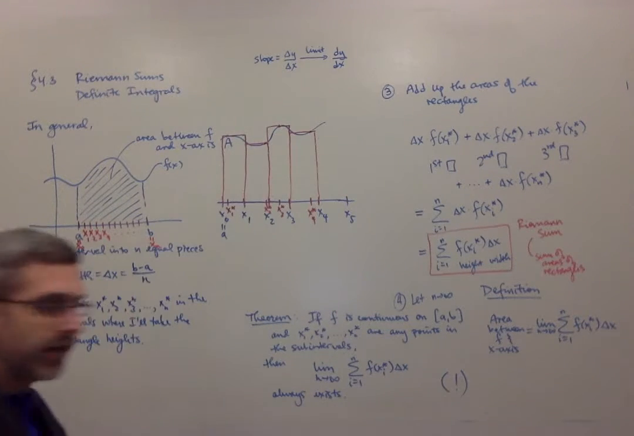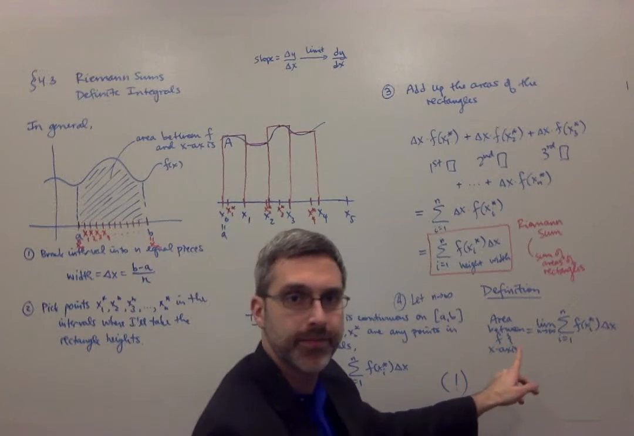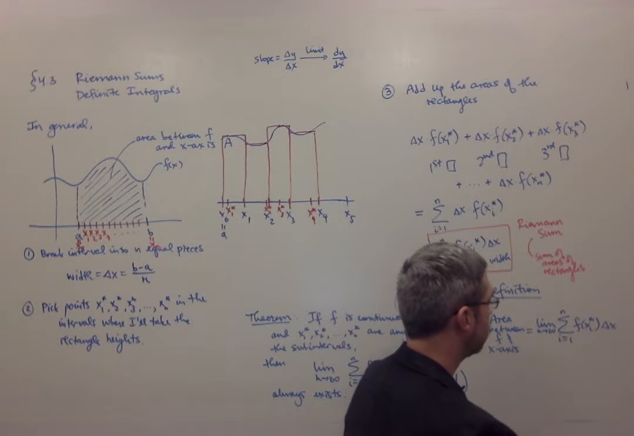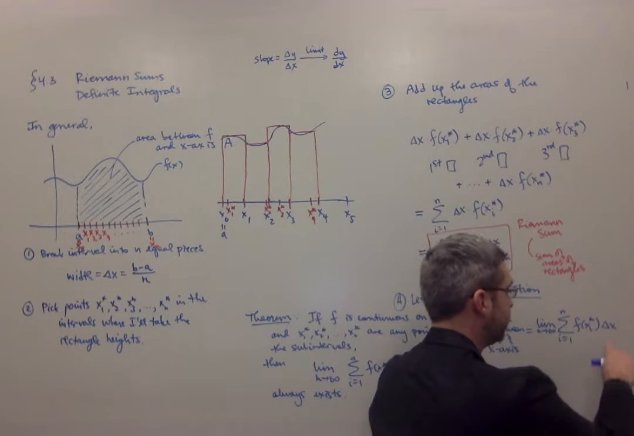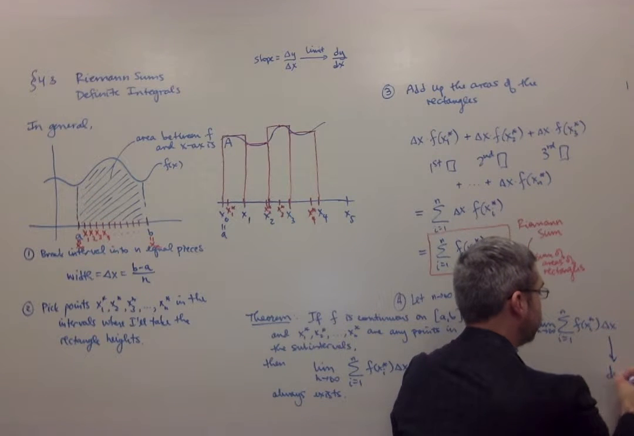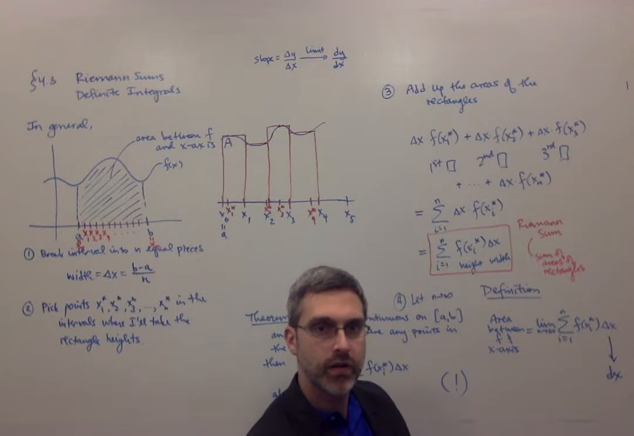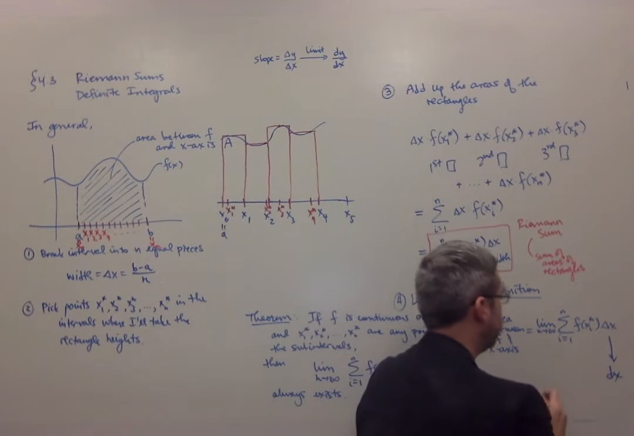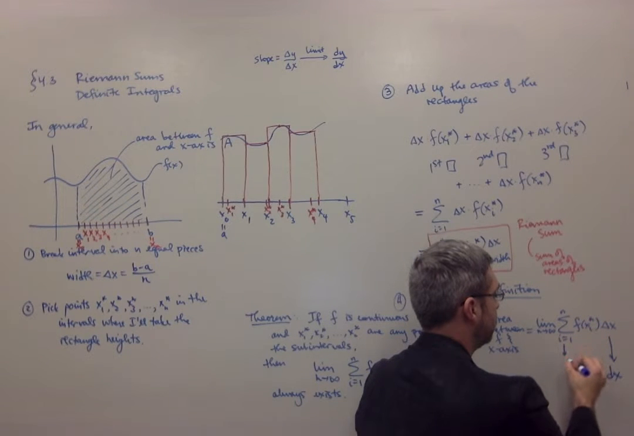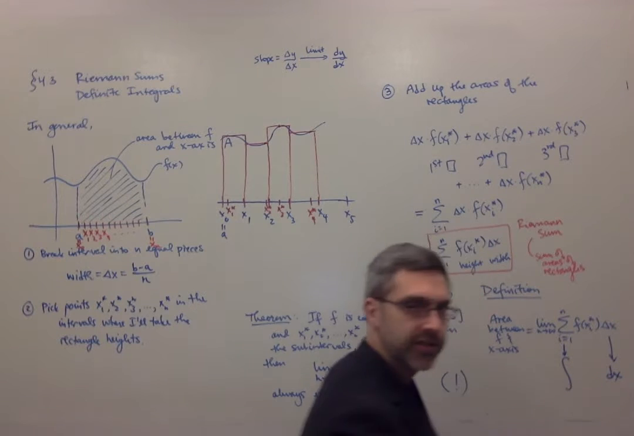So we're going to do that same thing down here. When we take this limit, what we're going to do is change the delta x into a dx. We're going to change the sigma, which is the Greek for the Roman letter s, into an s, but it's going to be an elongated one.